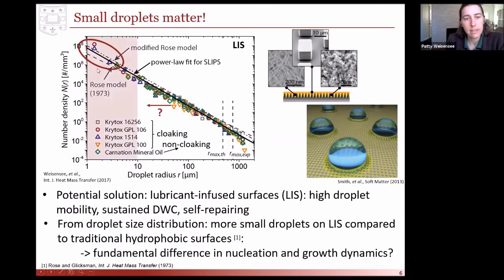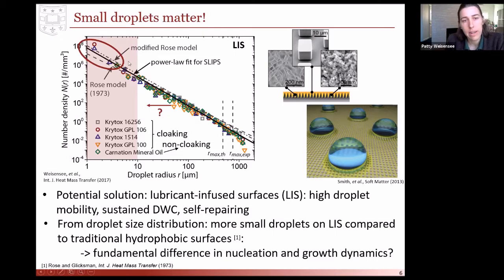And what we'll see is that it follows fairly well Rose's model for solid hydrophobic surfaces, except for the smaller range of droplets, where our data shows more smaller droplets than what Rose's model down here would predict. And if you remember back, this shaded area here in red, that's the 1 to 10 micron range. So that's really where the majority of heat transfer happens.